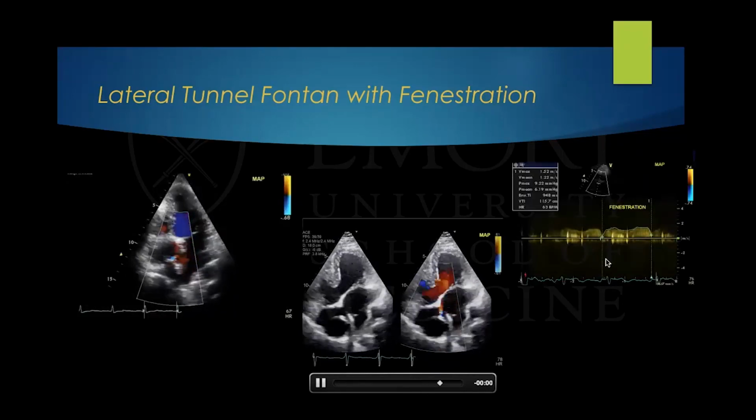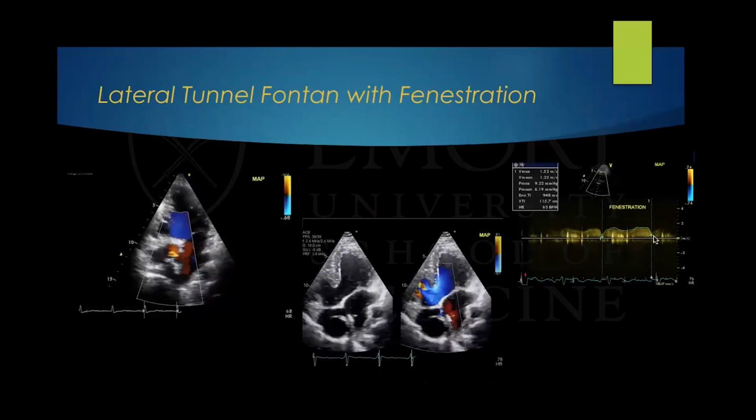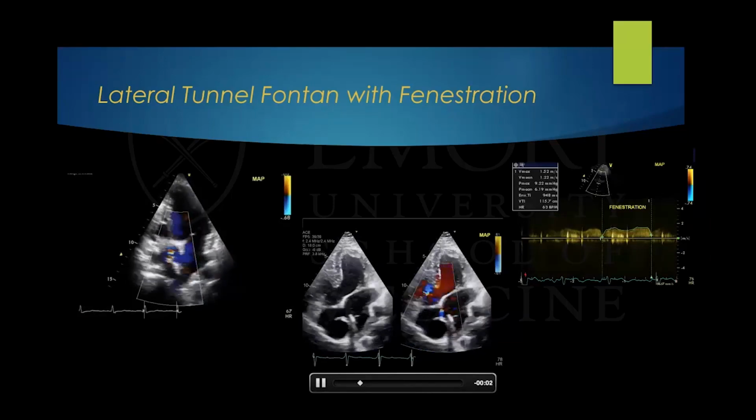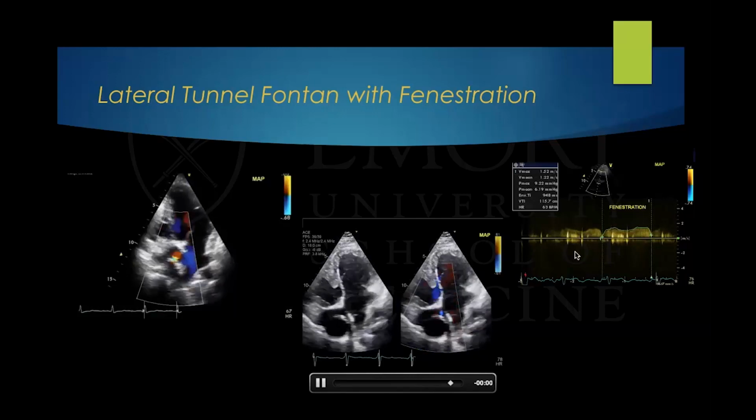So we measure the velocities and the mean gradients across this fenestration. And this patient had 6 millimeters of mercury. That is telling us that there is a high pressure, high CVP that is being decompressed into the atriums through the fenestration.